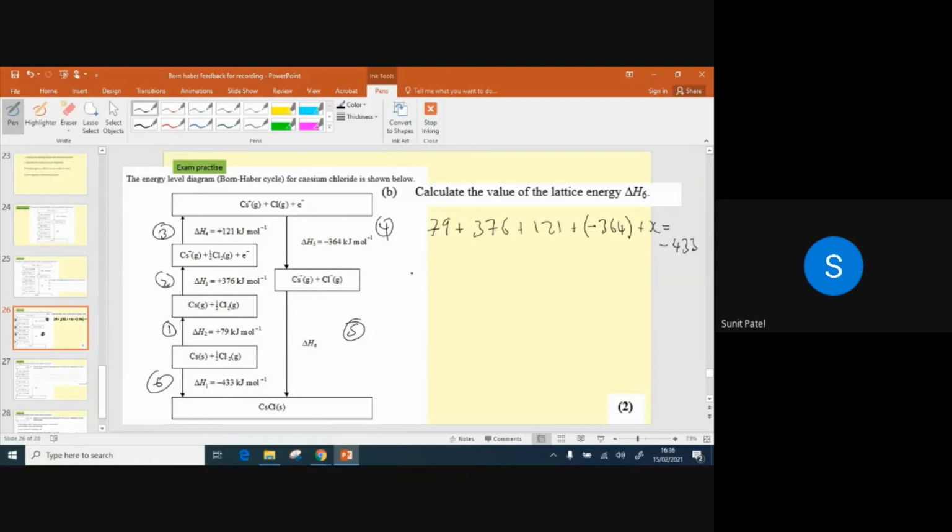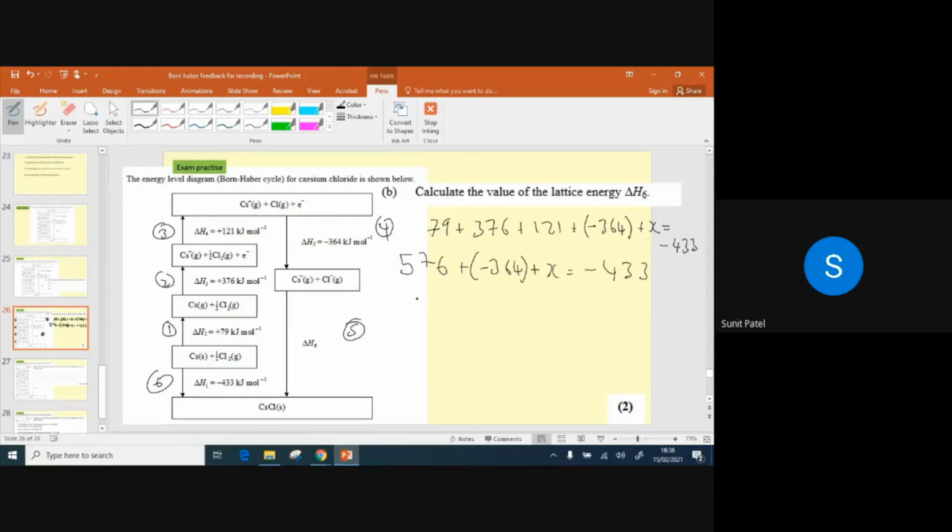As we've done before, good practice is let's just add up all the positive numbers. Okay, I'm doing this in my calculator as well. So I've got a total on this side of 576. And I'm going to add that to minus 364. I'm going to add that to X, and that still equals 433. Now, let's get rid of those numbers then to leave X on its own over here.